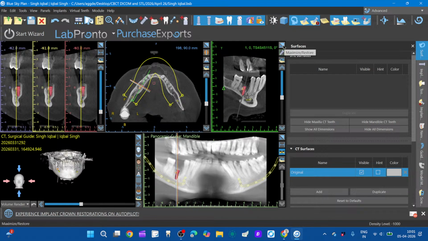Okay, the third surgery is that Kulwant Kaur. Was the OPG? You have the OPG?